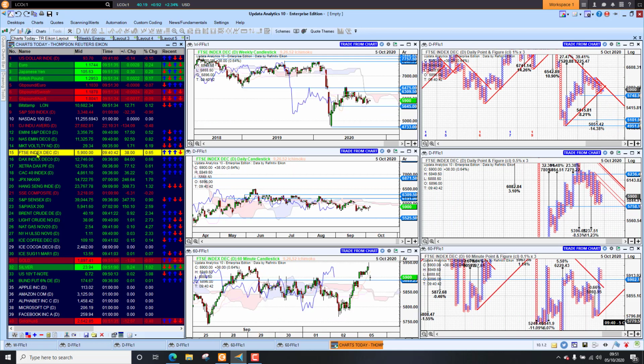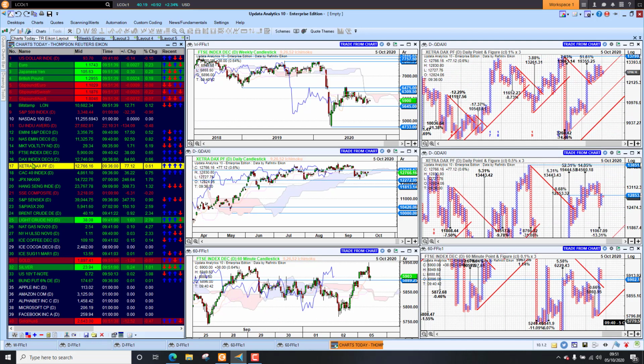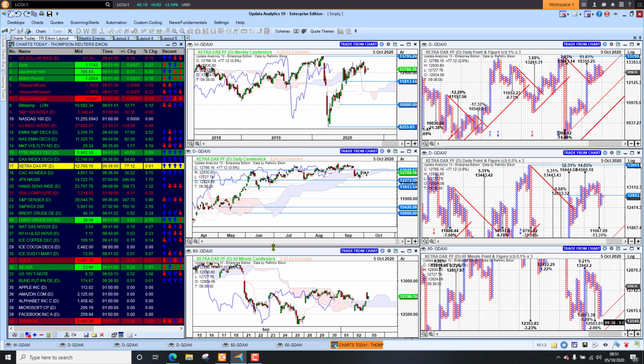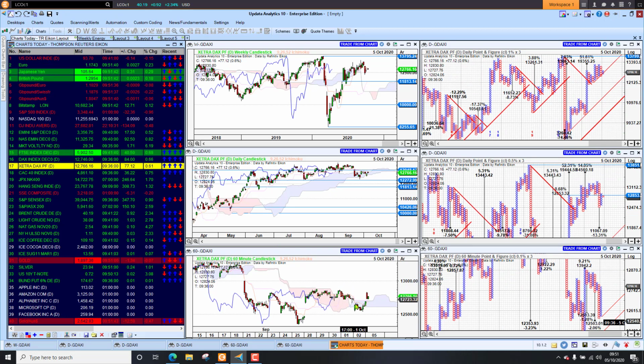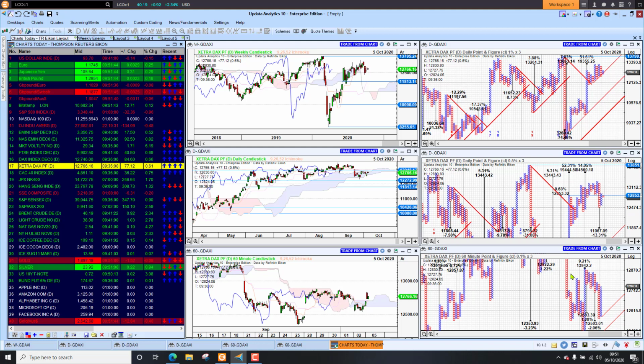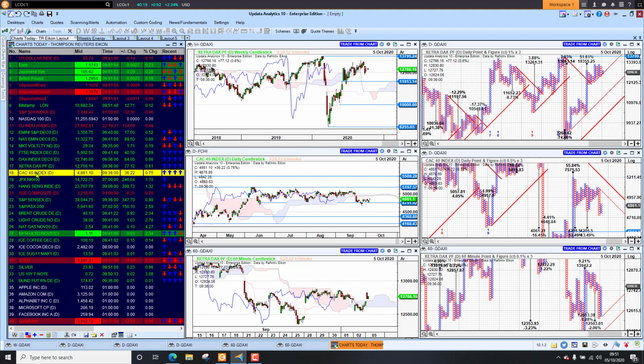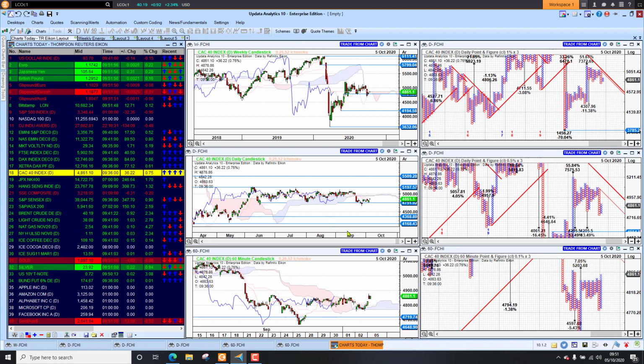The FTSE future in London is up 0.2%. The cash market in Germany, the DAX, is up 0.6%. Just starting to reverse that trend. Of course, we have got this downside target here on the medium-term chart that's not yet activated. New lows would do that. And the CAC Quarante is up 0.75%. We do have downside targets here that have been activated, some 11% lower.